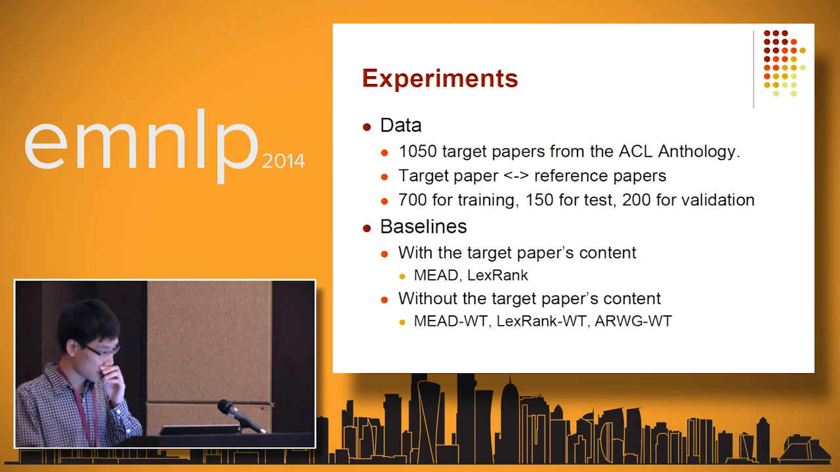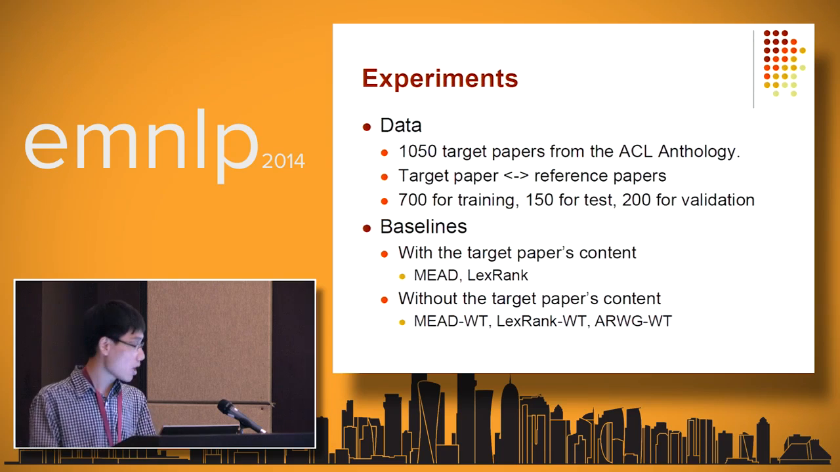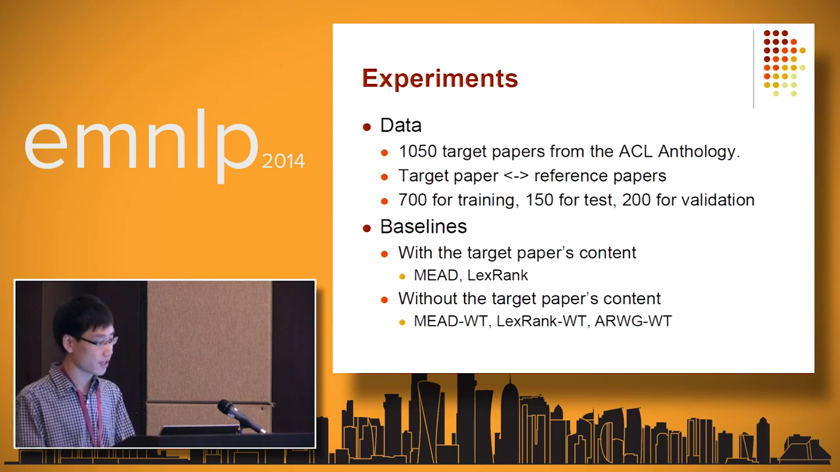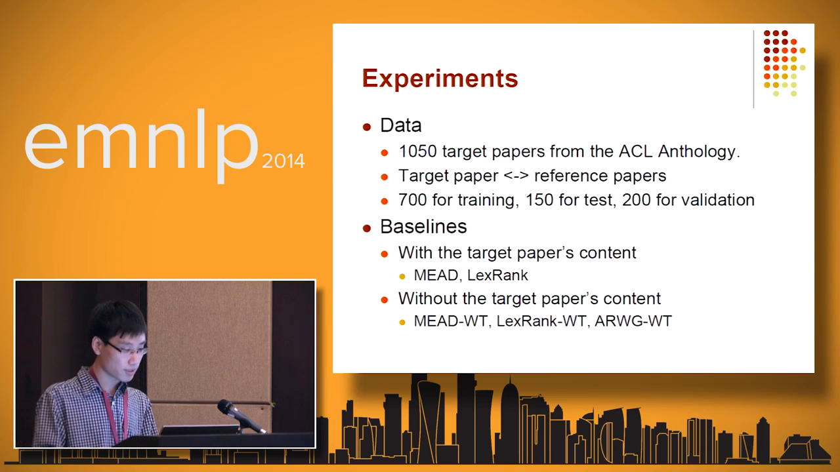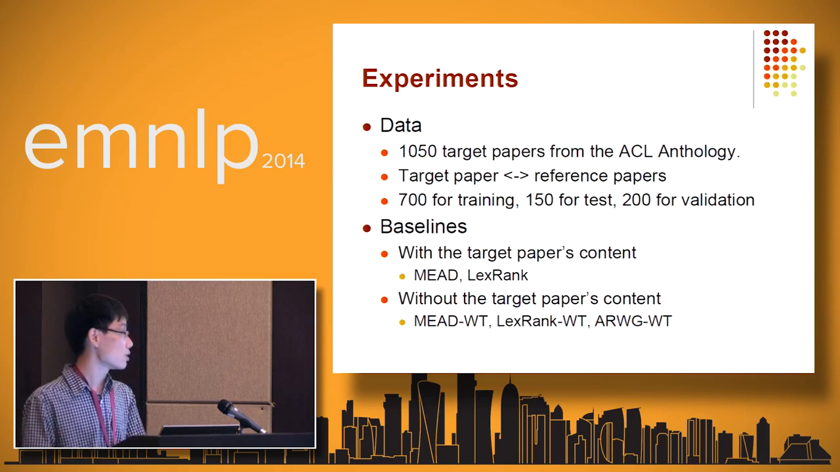So our data has 1,050 target papers from the ACL Anthology. Each target paper has its corresponding reference paper set, and we divide the data set into 3 parts: 700 for training, 115 for test, and the other 200 for validation. We used baselines. We used MEAD and LexRank.